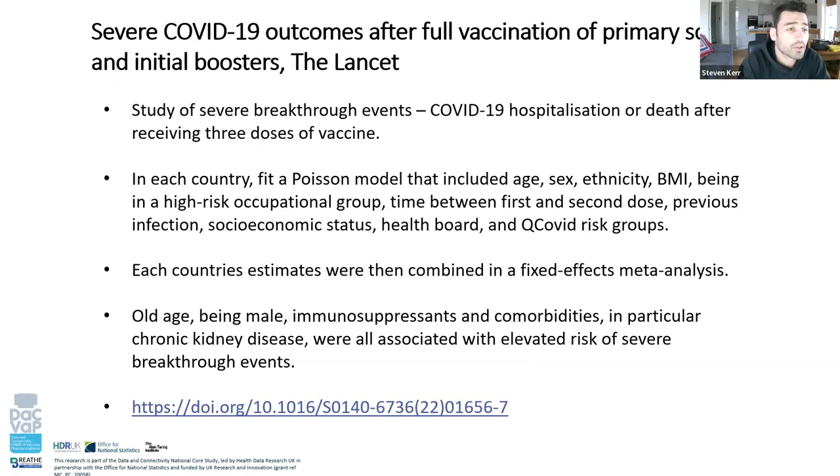We did a separate study. So this is our study on severe breakthrough events. So severe events is COVID-19 hospitalization or death. And this is after receiving 3 doses of vaccine. So in each country, we fit a Poisson model that included lots of predictors. So it included age, sex, ethnicity, body mass index, being in a high-risk occupational group, time between first and second dose, whether they previously had an infection, socioeconomic status, health board, and QCOVID risk group.